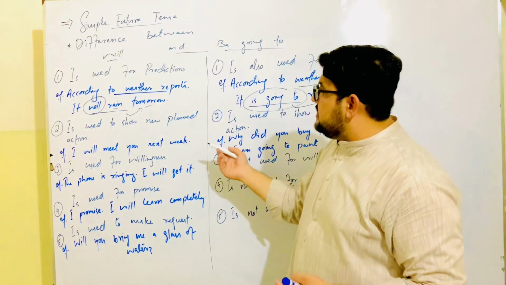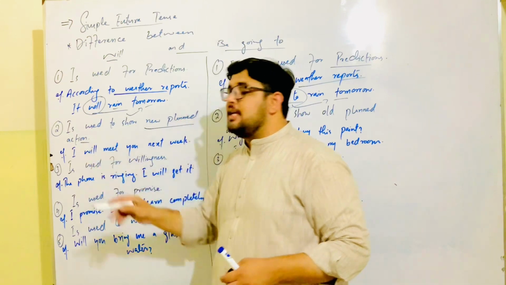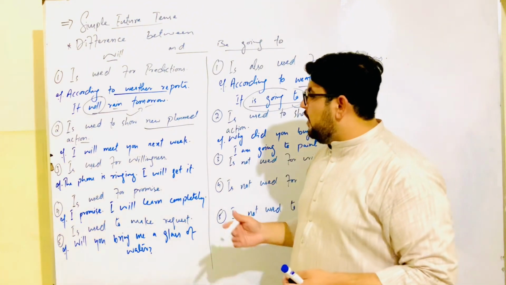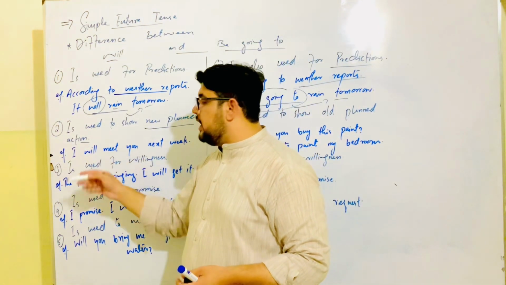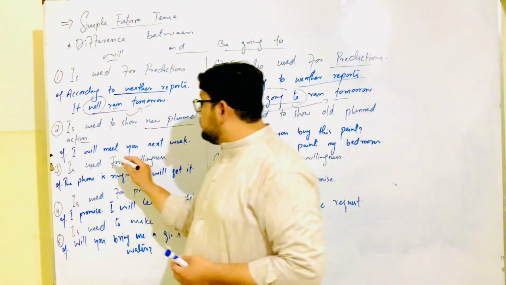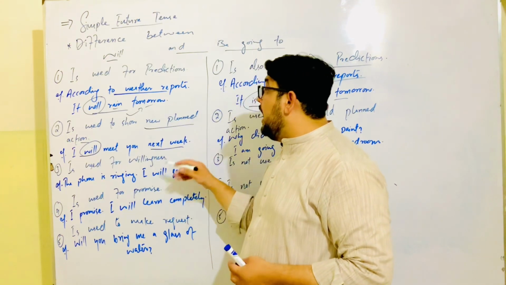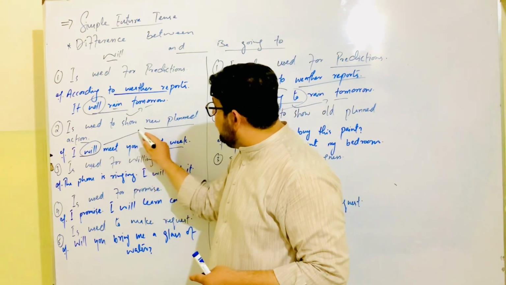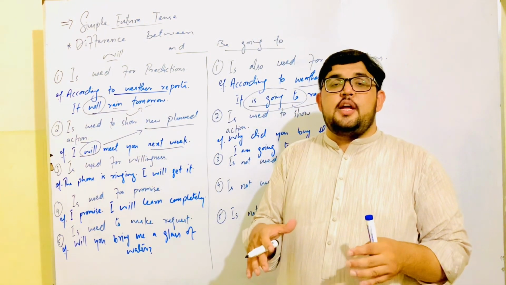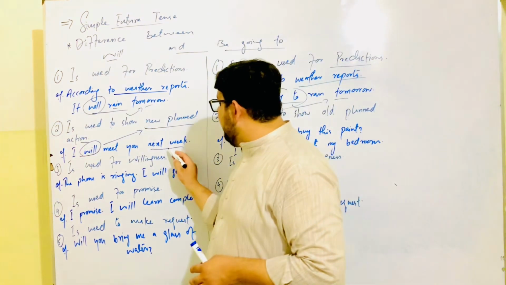The second difference is that will is used to show a newly planned action, an action which is newly decided. For example, I will meet you next week. I'm promising somebody right now that I will meet you next week. So here will is used for a promise in the future. Here will shows a newly planned action, an action which is planned right now, but it will take place in the future, next week.